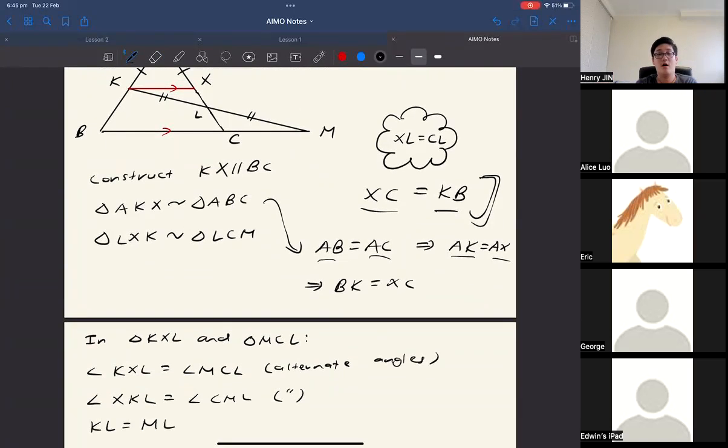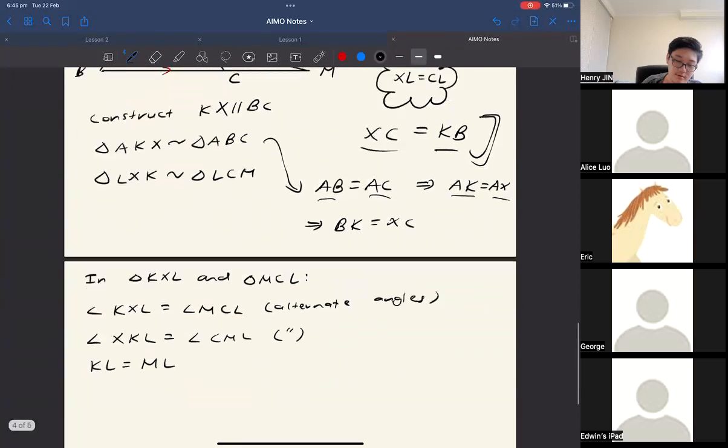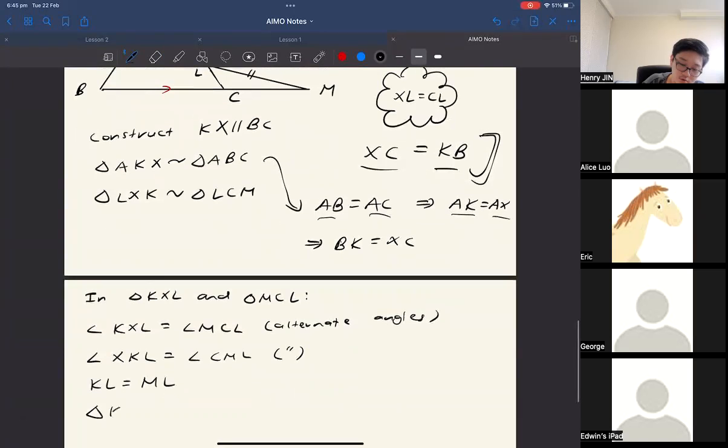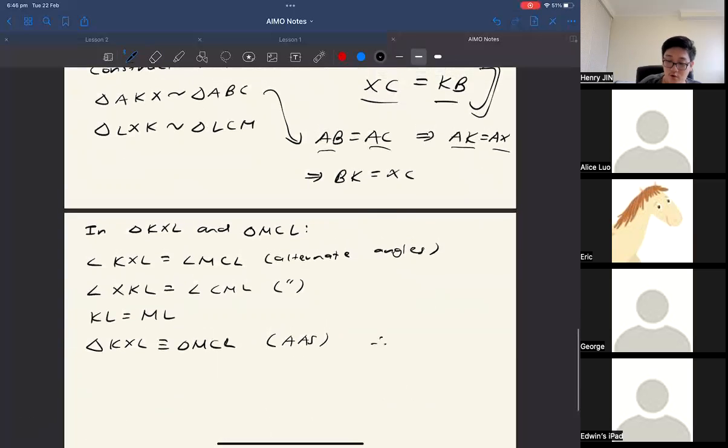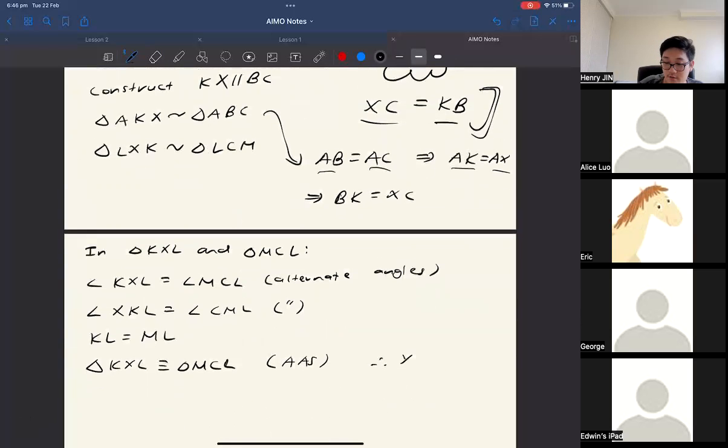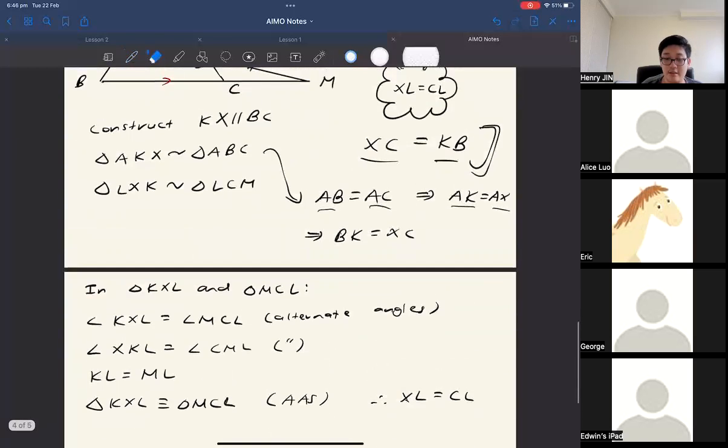Right, so often you could try to prove similar, but if I end up having a side that's actually equal, then you can just say it's congruent, right? So for similar triangles, the sides are not equal. For congruent triangles, the sides are also equal. So instead, I can actually say it's congruent because of AAS. So now that we know it's congruent, therefore XL equals CL. Okay? So XL equals CL.